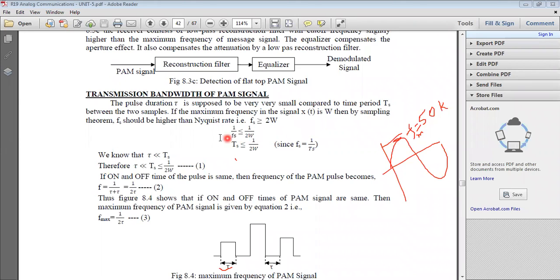So according to the sampling theorem, I think already you know the sampling theorem in SS. According to the sampling theorem, Fs must always be greater than or equal to 2Fm. So it is called the Nyquist rate. That is, Fs, the sampling rate, the sampling frequency, must be greater than or equal to 2 into the maximum frequency of the message.